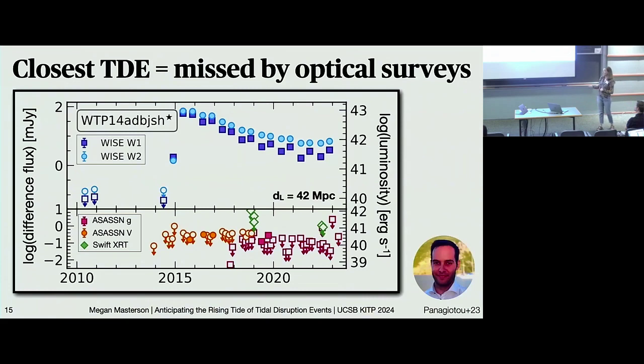And you can see it's got this fast rise up to about 100 millijanskys in WISE, and then followed by this slow decay, just like we had selected for. And on the bottom panel here, you're seeing basically the optical and a few X-ray data points, which show basically no transient coincident with the TDE.